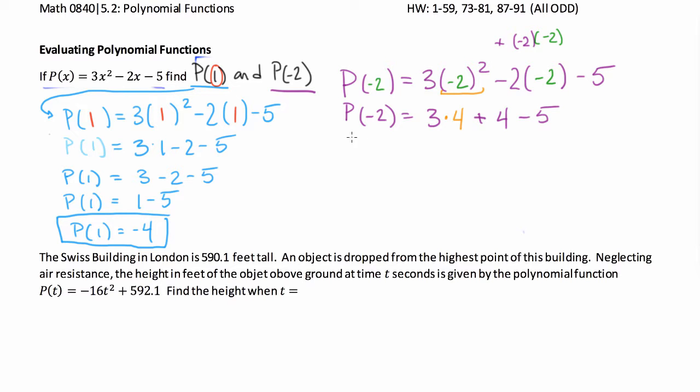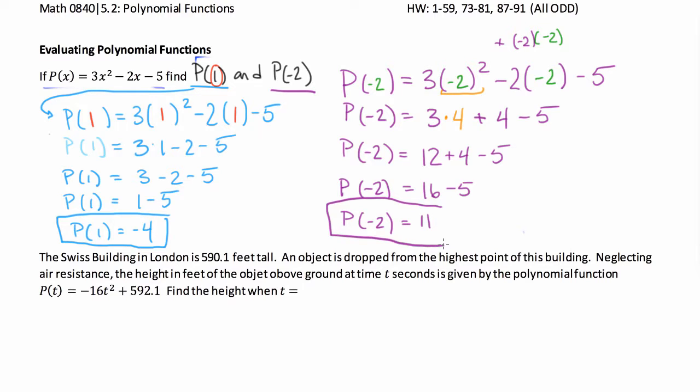Minus 5. Then I have p of negative 2 equals 12 plus 4 minus 5. P of negative 2 equals 16 minus 5. P of negative 2 equals 11. So that would be my answer. Okay, and then we have a word problem here.